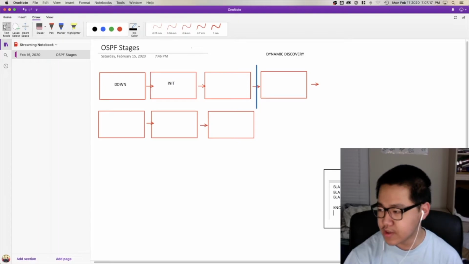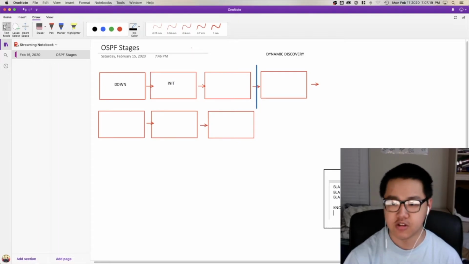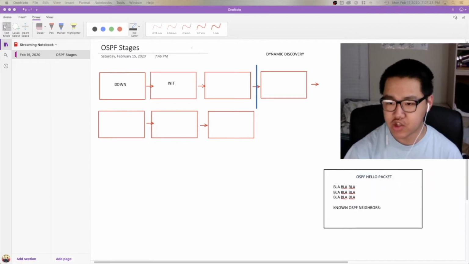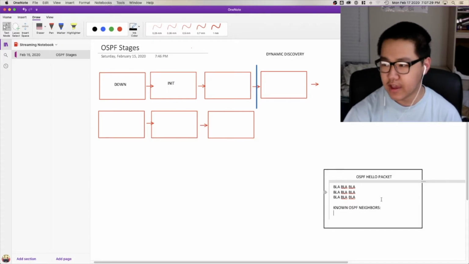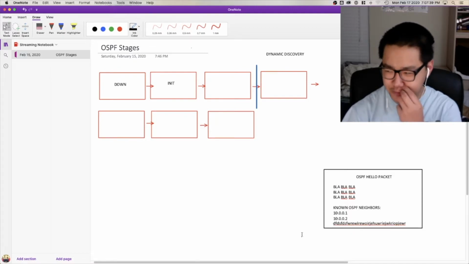And somewhere in there, there is a section called known OSPF neighbors. I should probably move my face out of the way. I just realized that that's blocking that off. Known OSPF neighbors. And we're going to say something like 10.0.0.1, 10.0.0.2, whatever the known neighbors are.